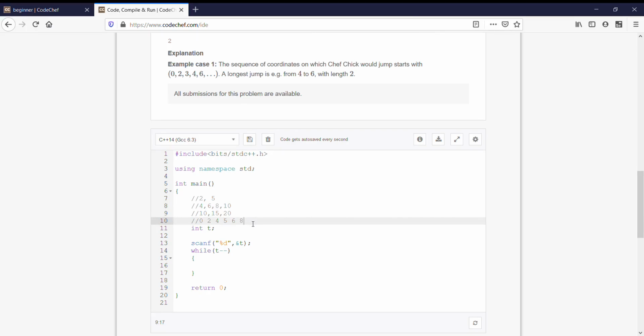Now we are asked to find the value such that Chef never makes a jump greater than that value. If we see, from 0 to 2, it's a 2 unit long jump. From 2 to 4, it's again a 2 unit long jump. 4 to 5, it's a 1 unit long jump. 5 to 6, a 1 unit long jump. And finally, 6 to 8, it's a 2 unit long jump, and so on. So what would be the greatest value, that is the longest jump? Pause the video and think for a while.